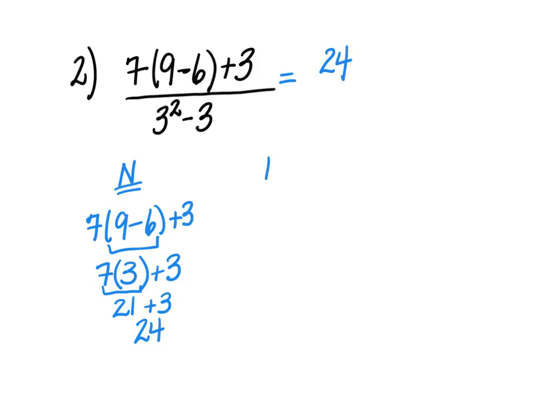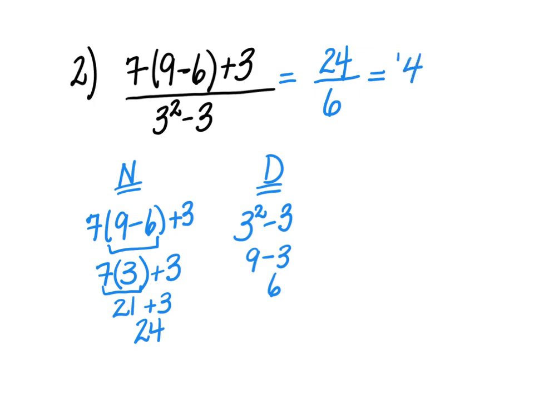Now I'll simplify my denominator. My denominator is 3 squared minus 3. I need to do the exponent first. 3 squared is 9. So I have 9 minus 3, which is 6. Now I'll put my denominator back in place. So now I'm going to see what can I do with 24 divided by 6. Well, that simplifies nicely into 4. So my end result is 4.